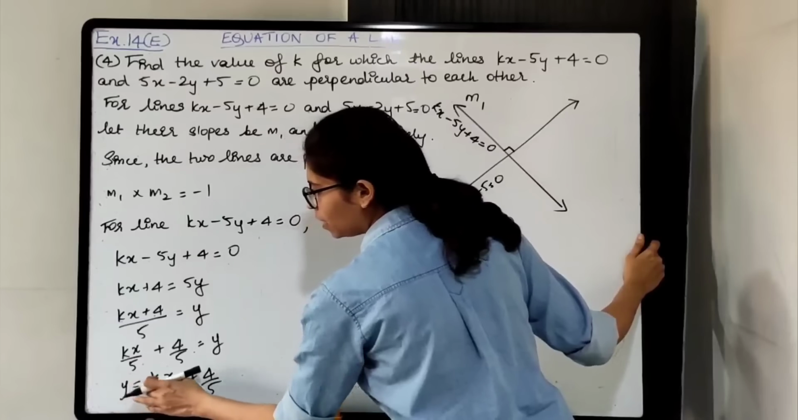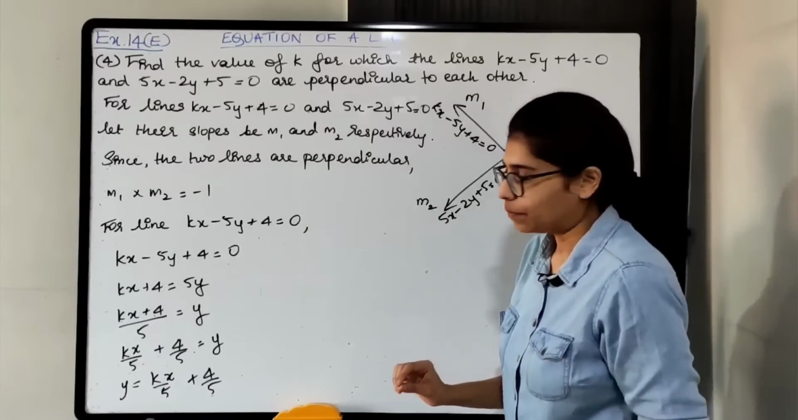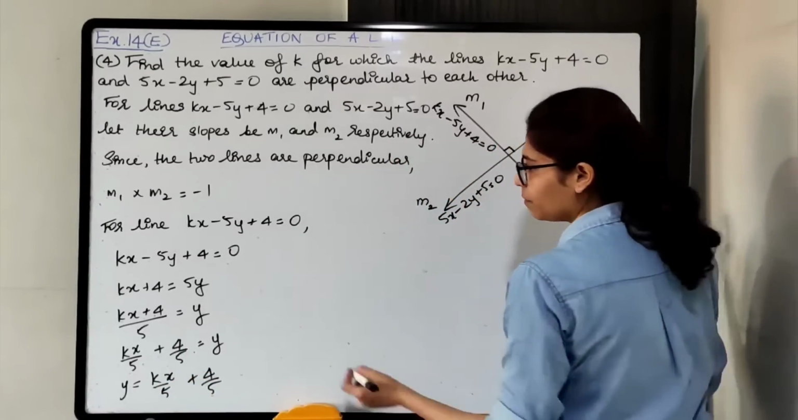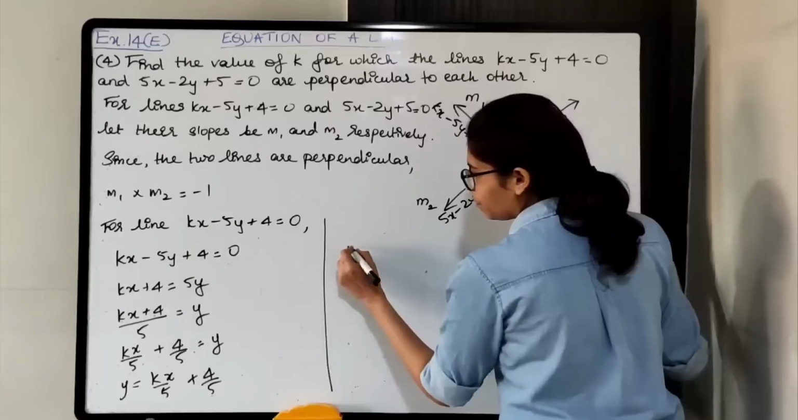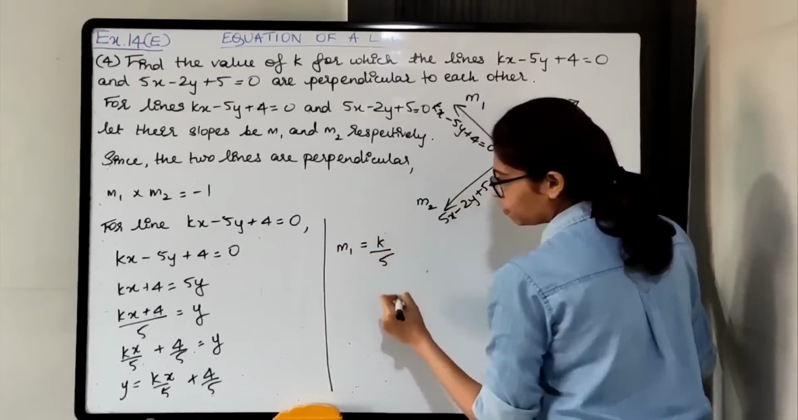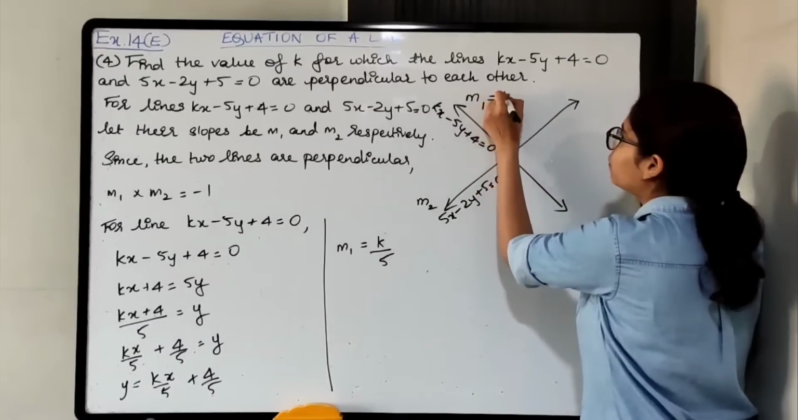It is in the form y equals mx plus c. x का कोएफिशिएंट क्या है? It is k upon 5. So slope will be k upon 5. Okay, so write down m1 is equal to k upon 5. Okay, so we found the slope of first line, it is k upon 5.